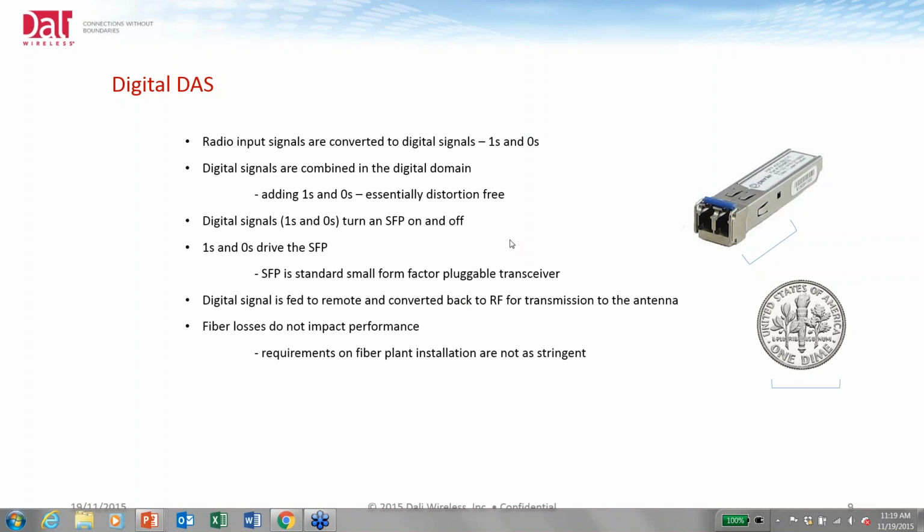So again, the key here is we're working in the digital domain. All signal processing is done in the digital domain, and fiber losses do not impact performance. The requirements on the fiber plant installation are not as stringent. So if you're putting fiber in a building, I won't say relax your requirements, you still want to make sure that you've got the lowest loss possible, but a digital system is much more forgiving of losses in the fiber installation. It's a really important point. It helps you in getting the system up and running as quickly as possible.